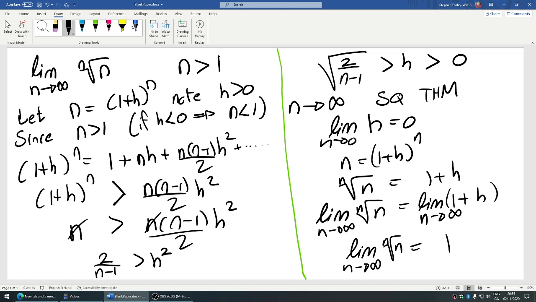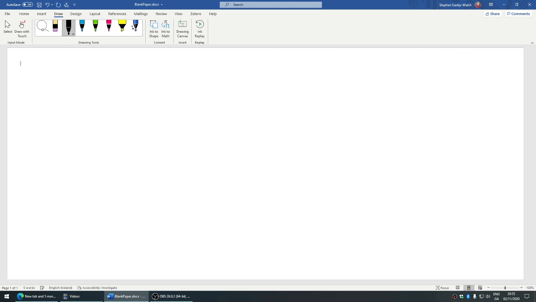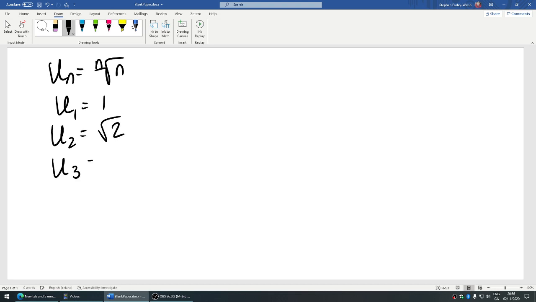Is this sequence monotonic? And the answer is no, actually, because if you have u_n equal to the nth root of n, u1 is 1, u2 is the square root of 2, u3 is the cube root of 3, u4 is the fourth root of 4, which is the square root of 2.